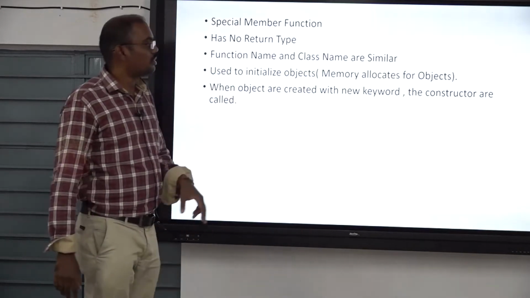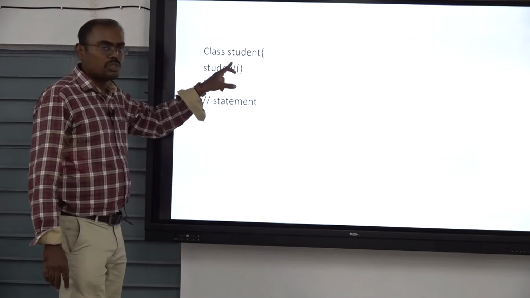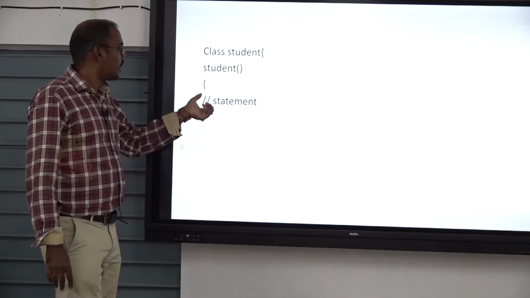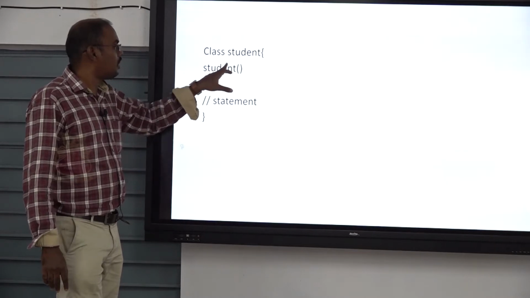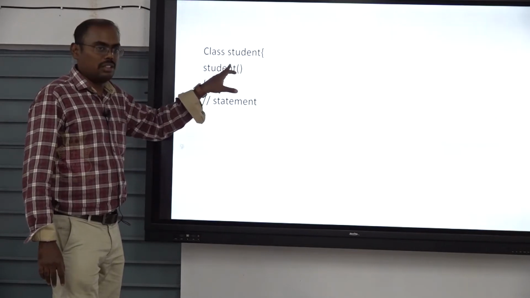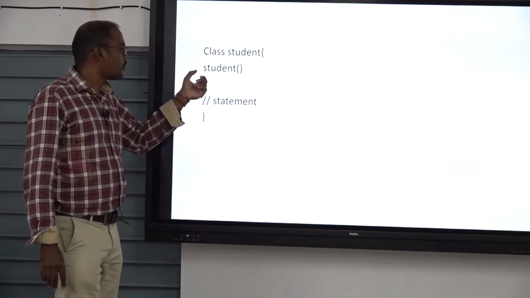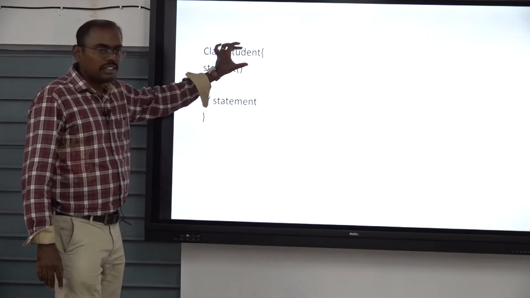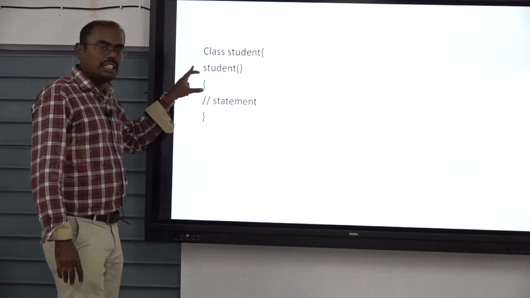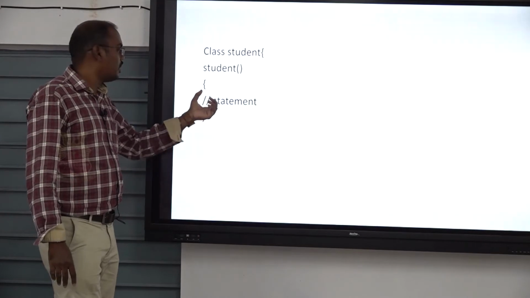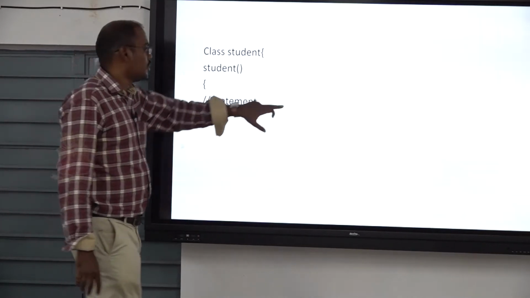Now we see a sample program for constructor. A class Student, in that we write a constructor program. We see that function name and class name are similar. It has no return type, for example, void, int, float, any other. In that we give the statements to initialize objects.